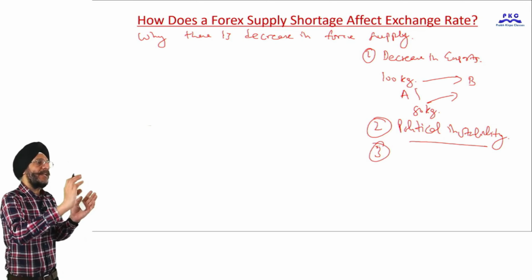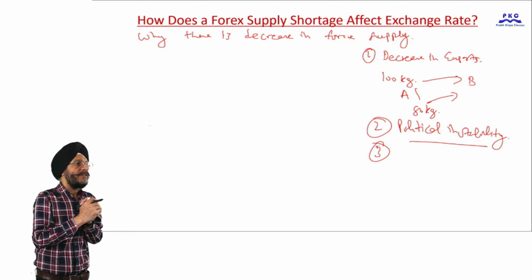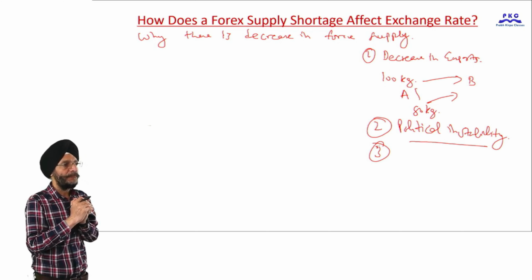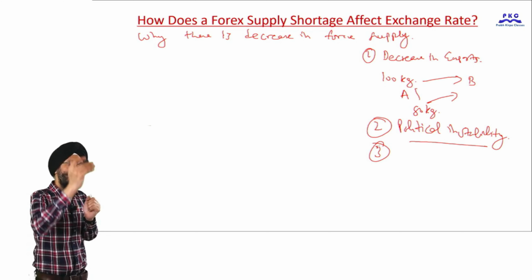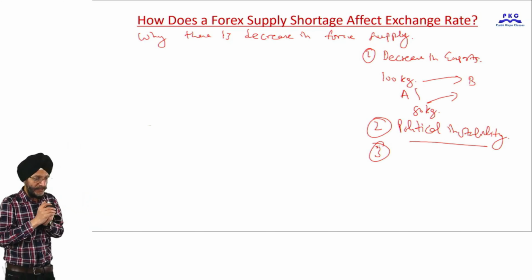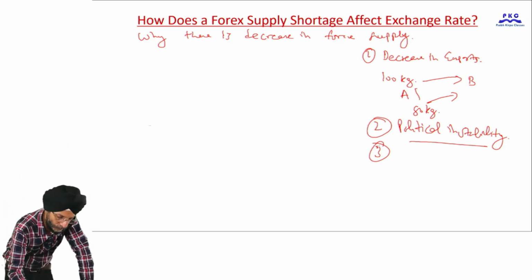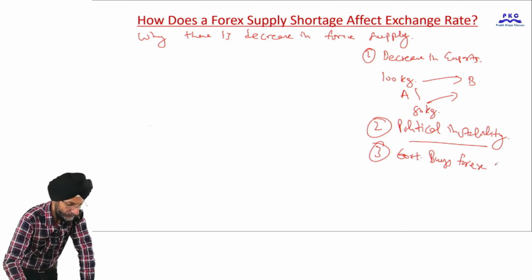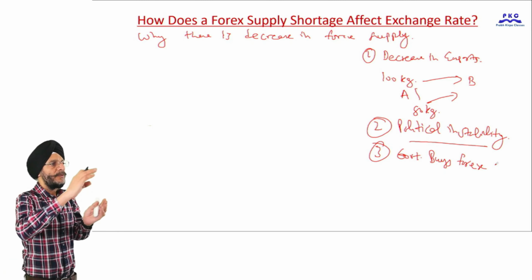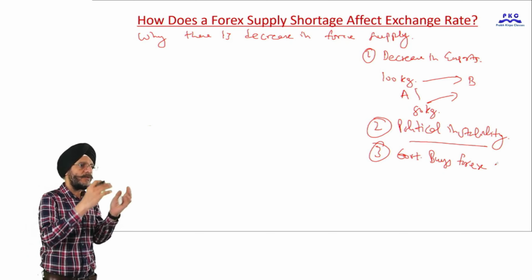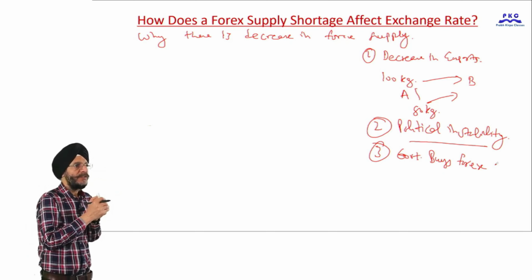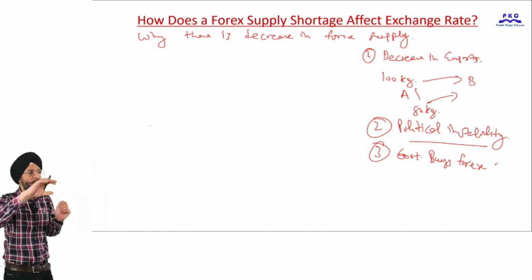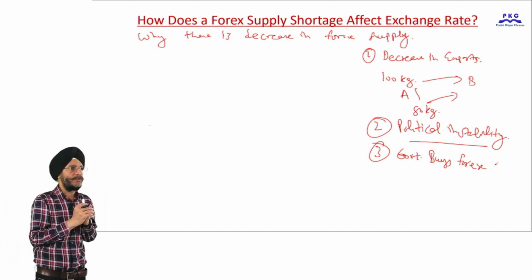If the investment climate in the country is not favorable, then the foreign exchange supply reduces. It may also be possible that the government buys foreign exchange as a part of their monetary or fiscal policy. The government sometimes buys foreign exchange. When it happens, the supply of foreign exchange in the market reduces.